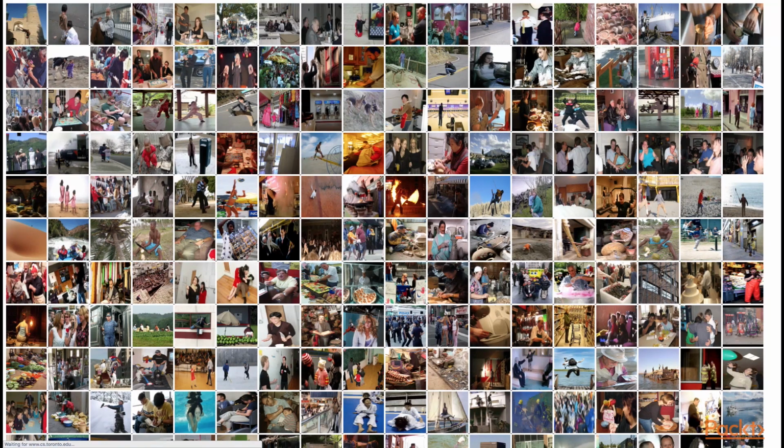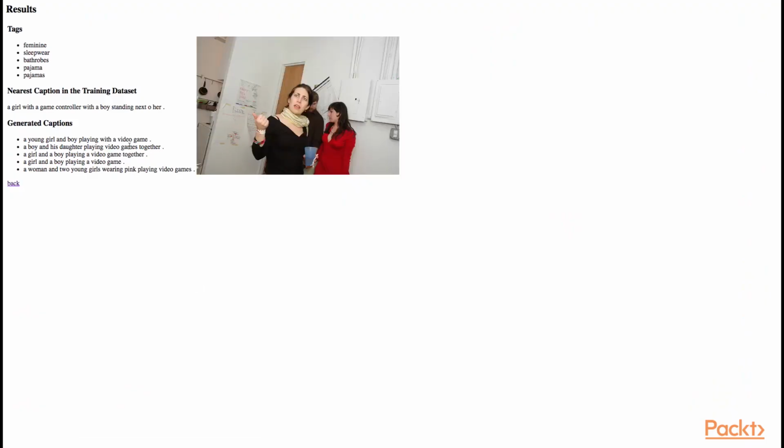And let's select a different image. For example, let's select this one. The deep neural net has generated text related to this image, which is feminine sleepwear, bathrobes, pajamas. It also generated a caption related to this image, which is a girl with a game controller with a boy standing next to her. Well, it looks not good, but there are other generated captions, which are a young girl and boy playing with a video game.